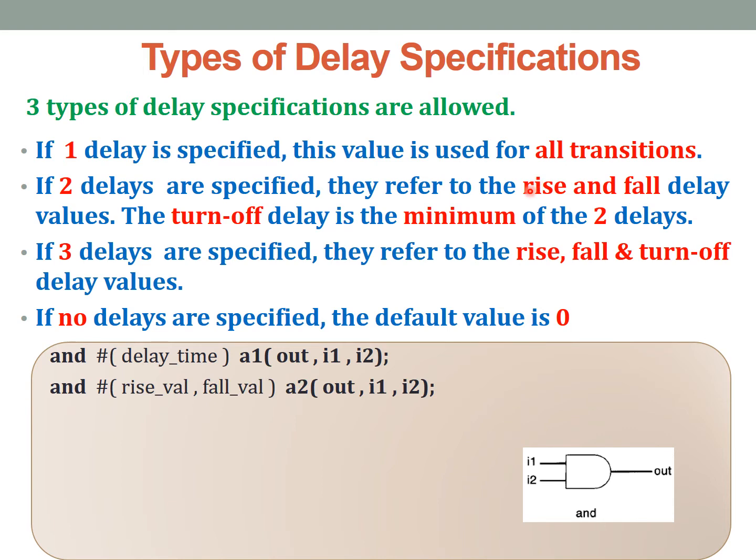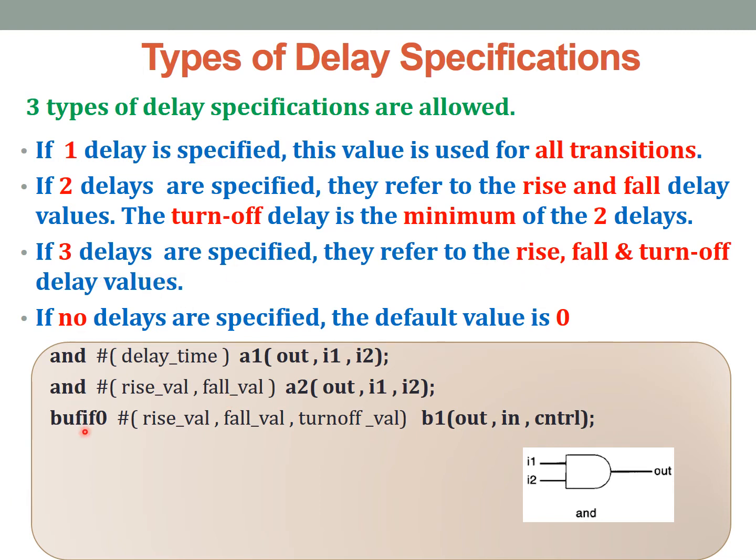In the second method, we can write and, use the hash symbol and specify two delays. So write two numbers, the rise delay value comma the fall delay value, and instantiate the same AND gate. In this case, the turn off delay will be considered to be the minimum of these two delays. So the minimum of the two numbers will be the turn off delay. And in the third specification, we will have three numbers.